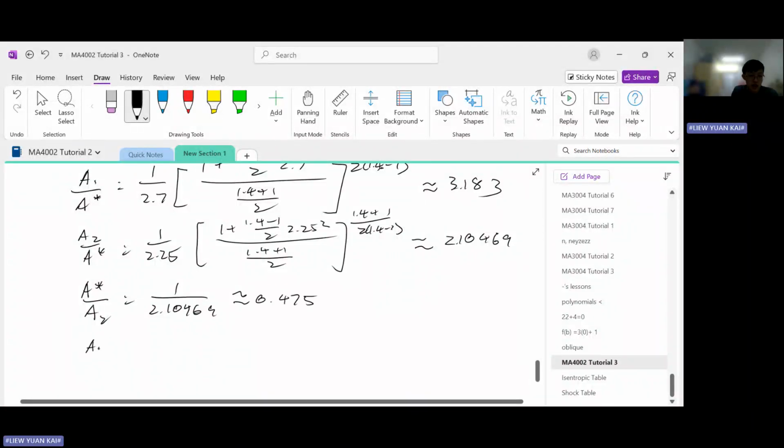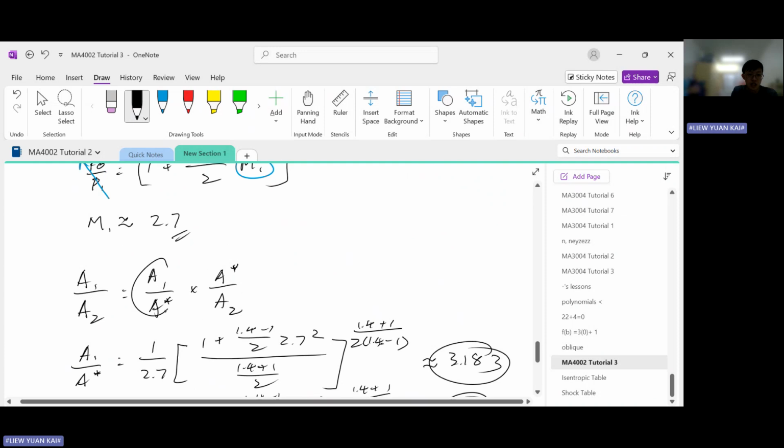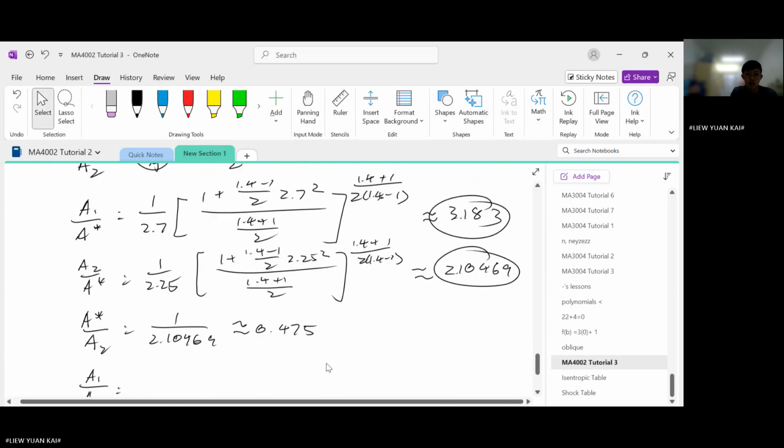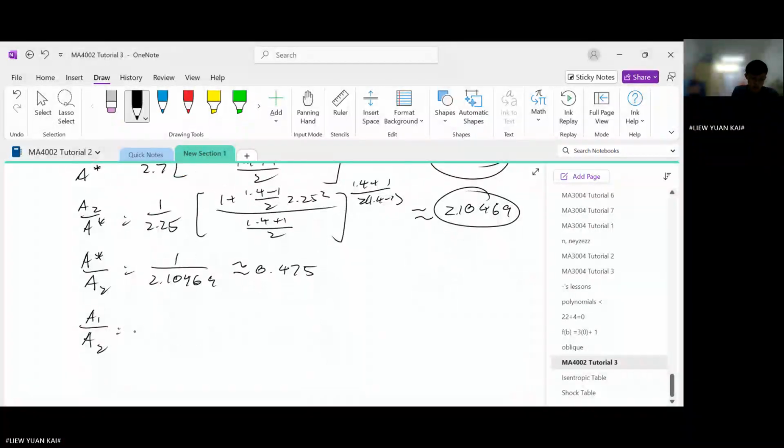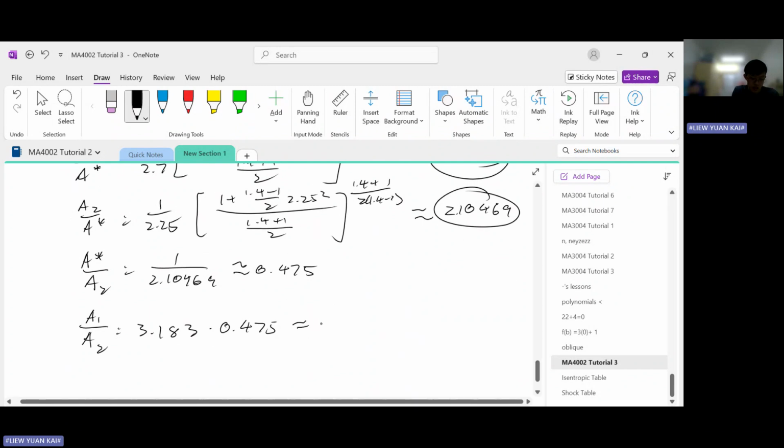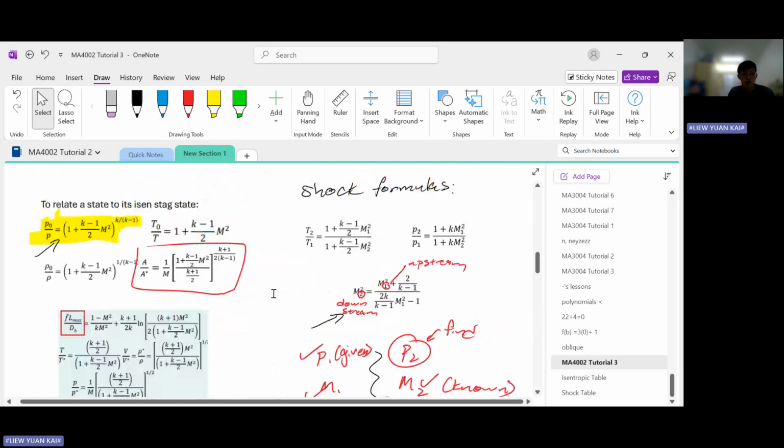Okay, so finally, we can calculate A1 over A2 by taking this answer times this answer, right? That's what this says. This answer times this answer. So 3.183 times 0.475, you'll find that you get 1.512. Okay, so this is the correct answer. Now let's move on to question 2.